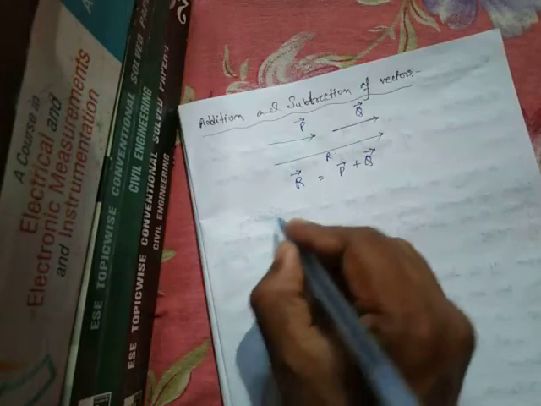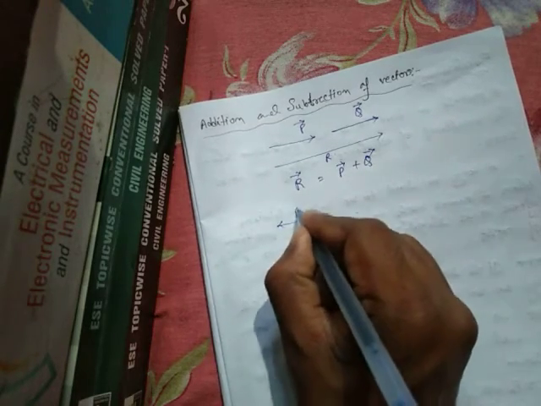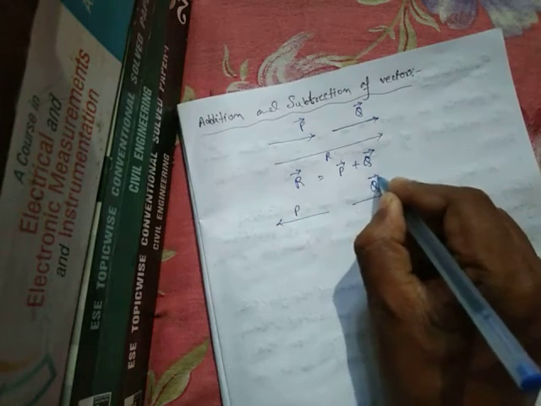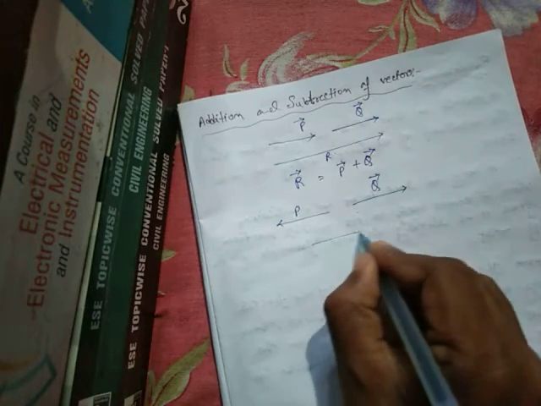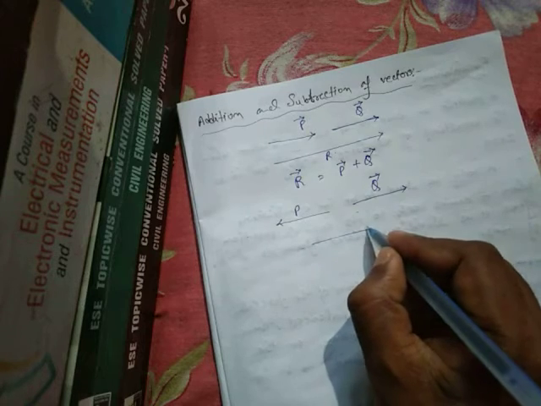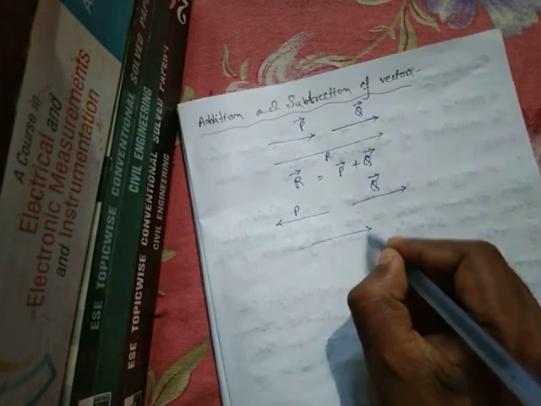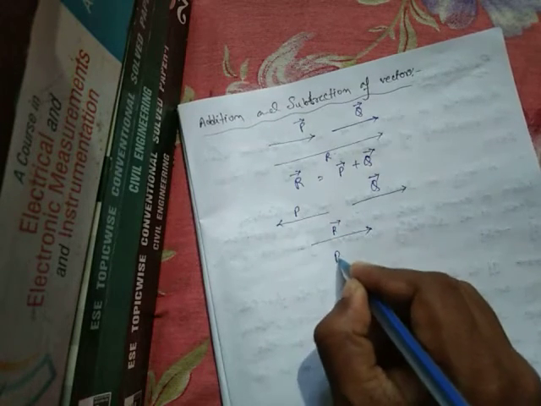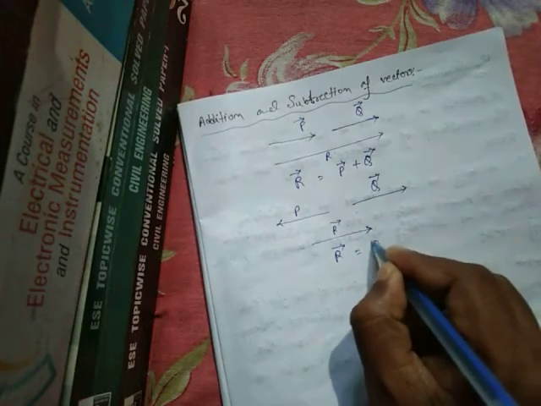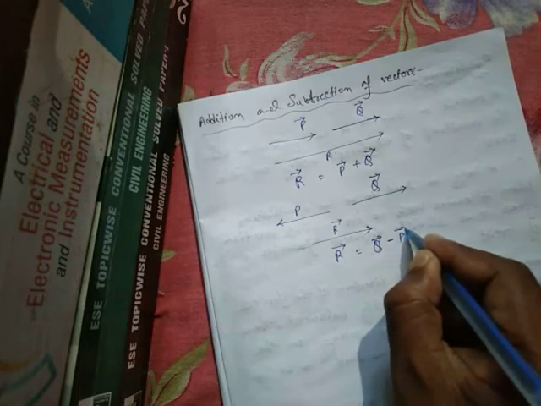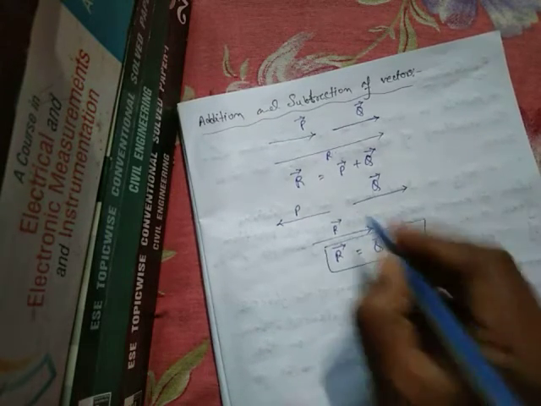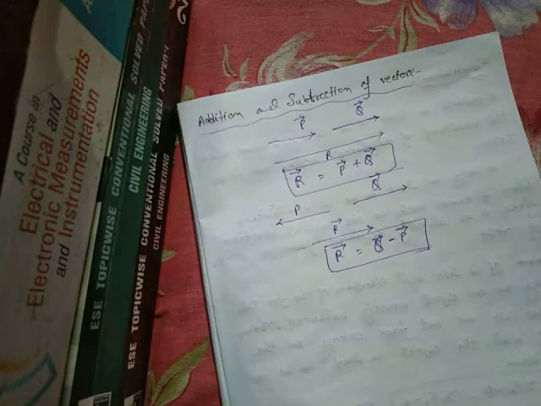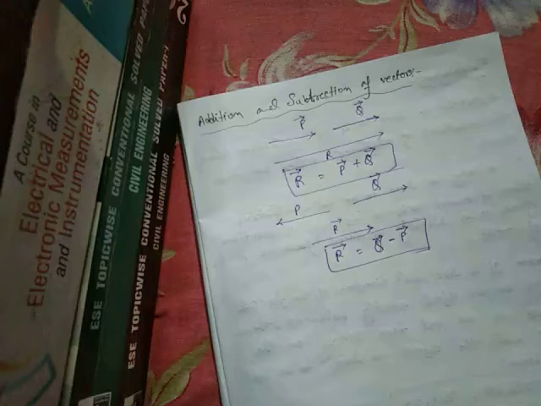And in case of subtraction, say this is the p vector in negative direction and this is the q vector in positive direction. Then the resultant vector, if it is in this direction, then the vector r will be q vector minus p vector. This is the subtraction of the vector. This is the addition of vector. This is the vector up to this.